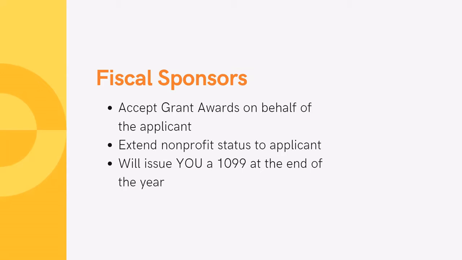So for fiscal sponsors, this is someone who is going to accept the grant award on your behalf. So they'll be accepting any money that Create grants you. They, again, extend their nonprofit status to you so that you can apply to this grant. And then they, as your sponsor, will issue you a 1099 at the end of the year.